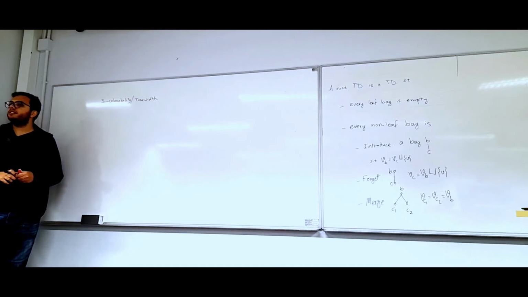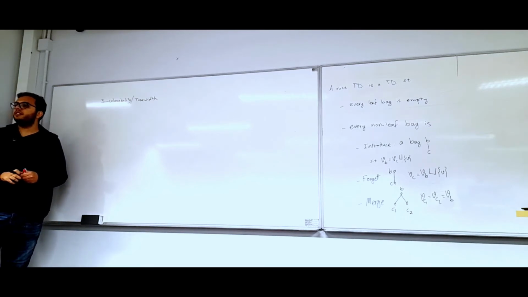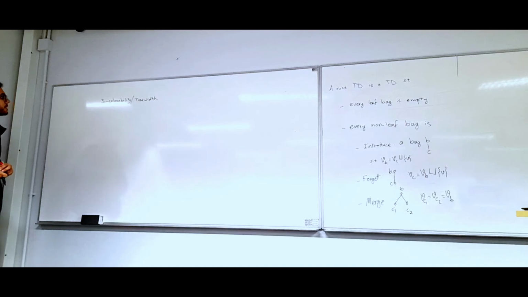Sorry, can you ask why the number of masks was to the power of k? Oh, because every bag has at most k vertices in it, and every mask was just a subset of the vertices of a bag. So at every bag I can have at most 2 to the power k masks.